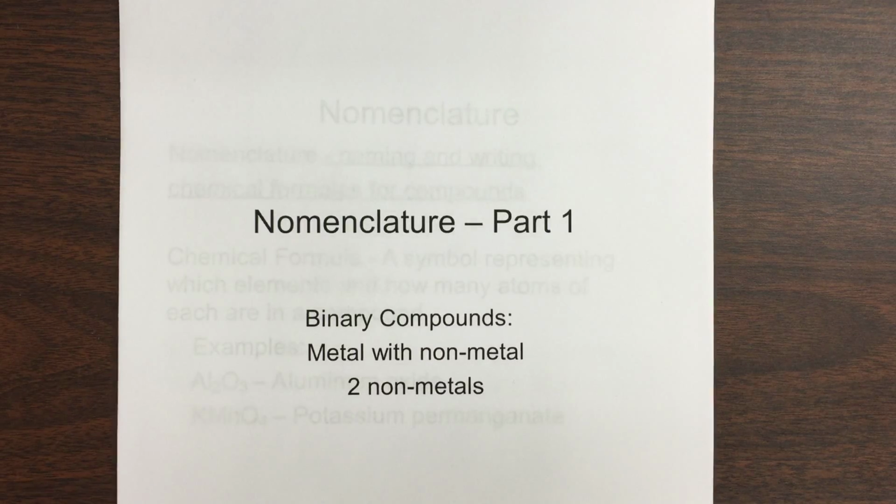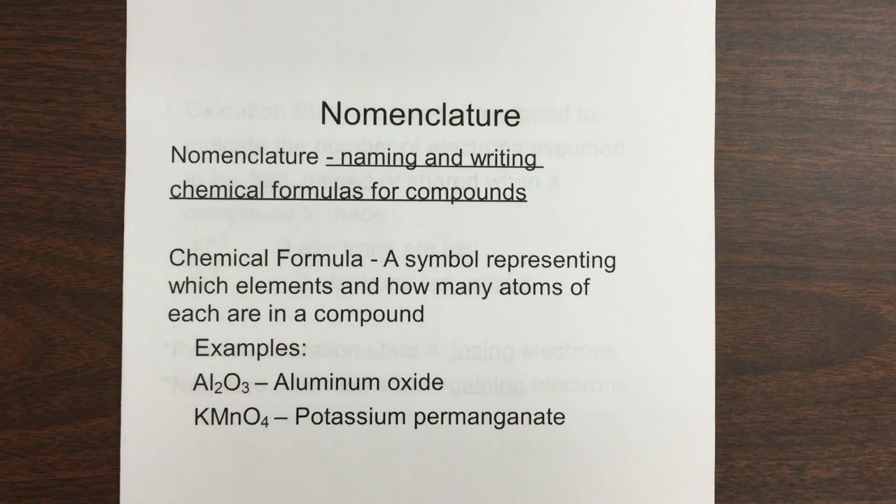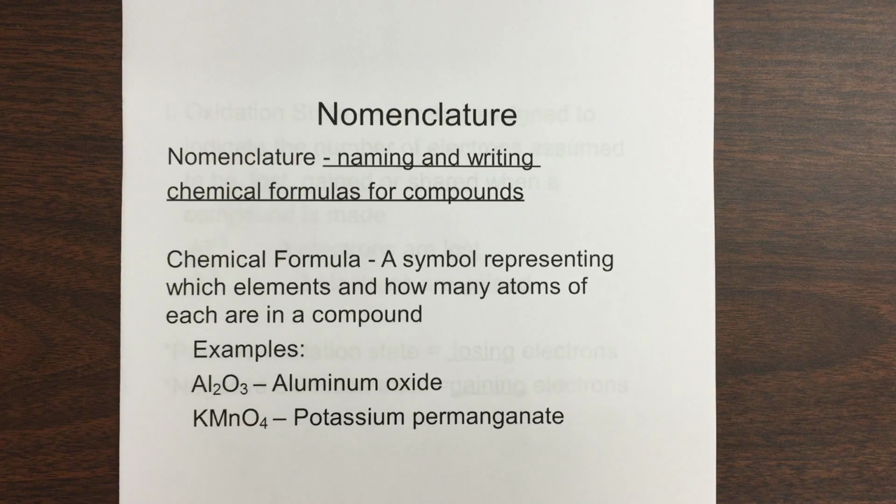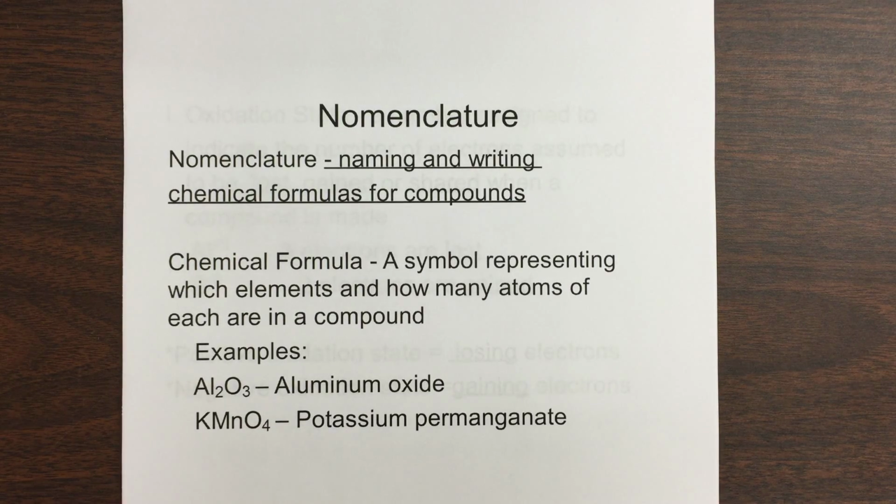In this video, we will begin talking about our next unit called nomenclature. Nomenclature is simply how you name and write formulas for compounds. As you know, a compound is what forms when two or more elements react with each other chemically to form a new thing. That new thing is a compound.